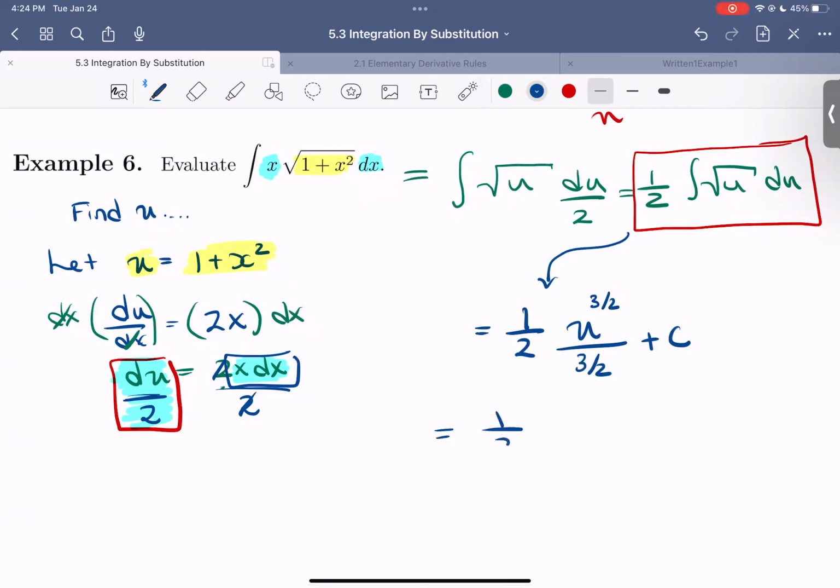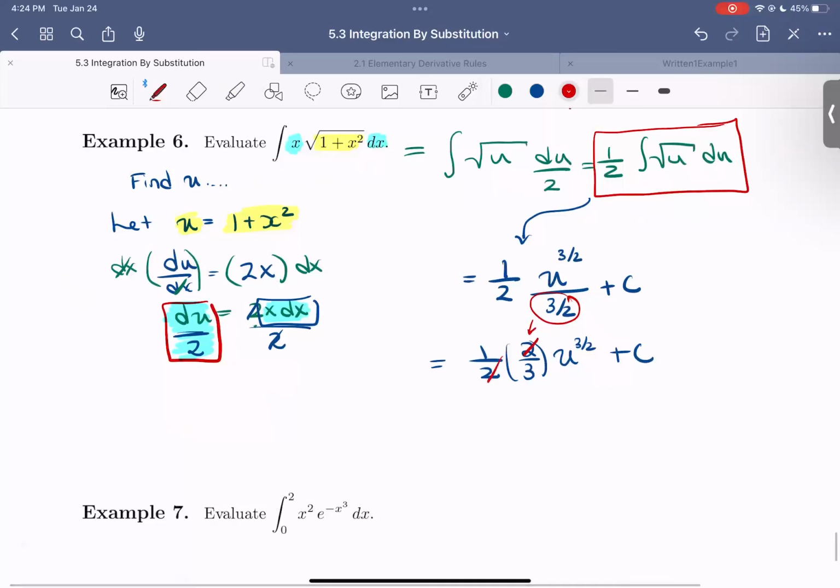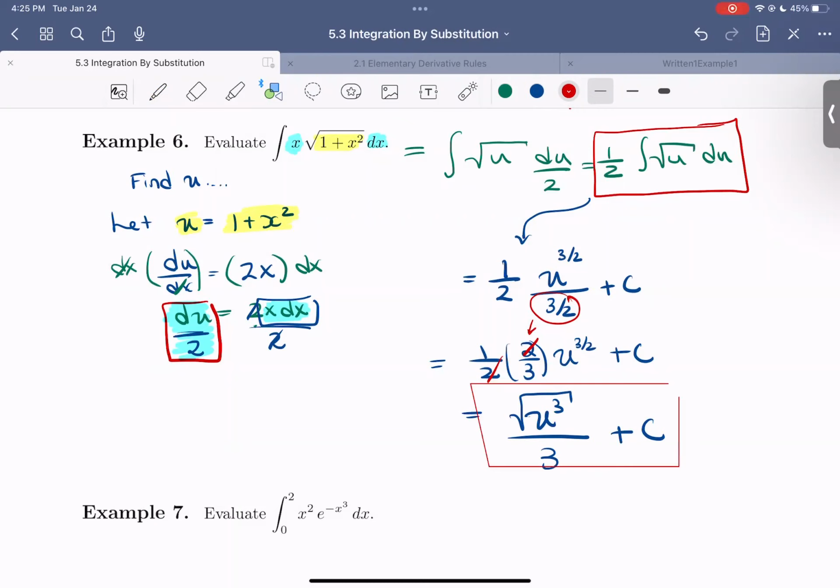So it's equal to 1/2 times 2 over 3. Recall dividing by a fraction is equivalent to multiplying by its reciprocal, times u to the 3 over 2 plus c. So now we get some cancellation, which is nice here. The 2's cancel. So we're just left with the square root of u cubed, if we go back to using radicals instead of fractional exponents, over 3 plus c. Not too bad. We were able to compute that antiderivative. Okay, I shouldn't box this though, because we're not done yet.